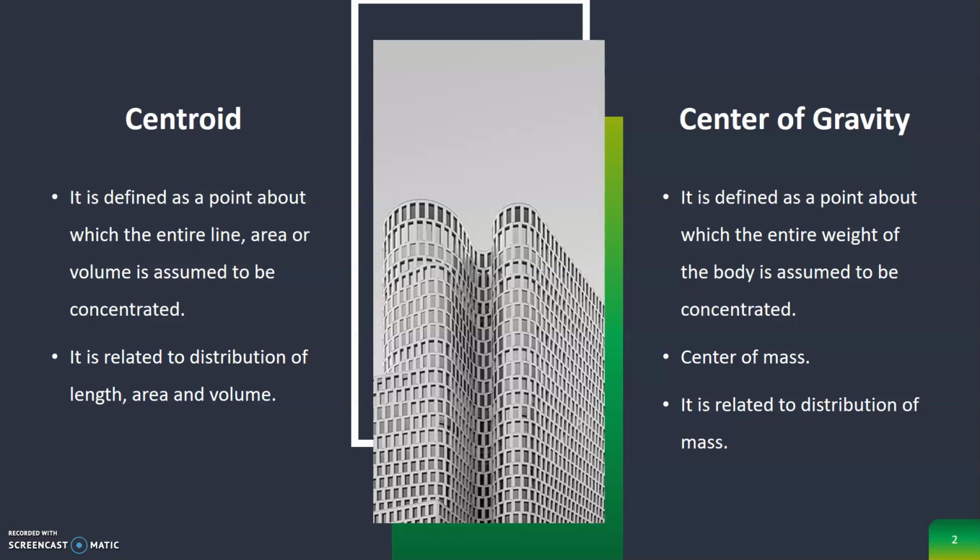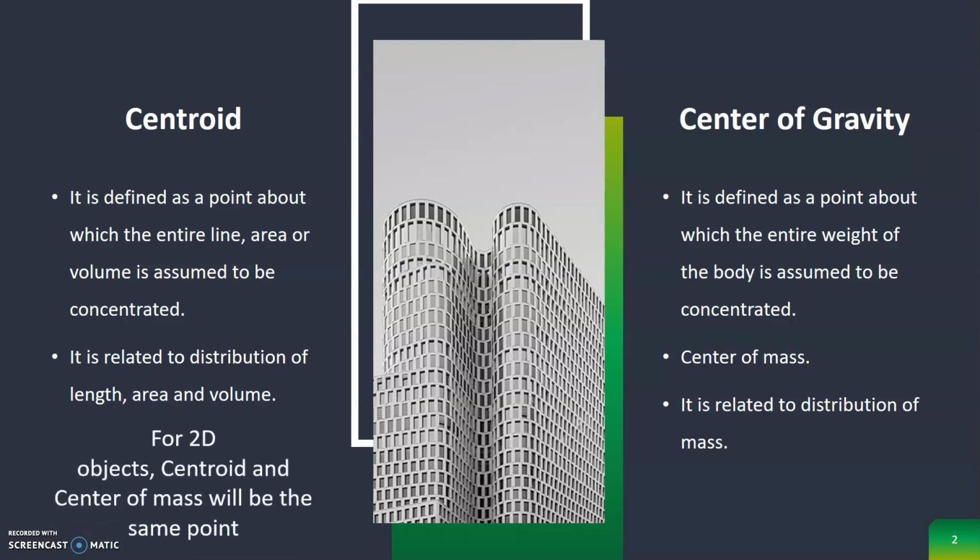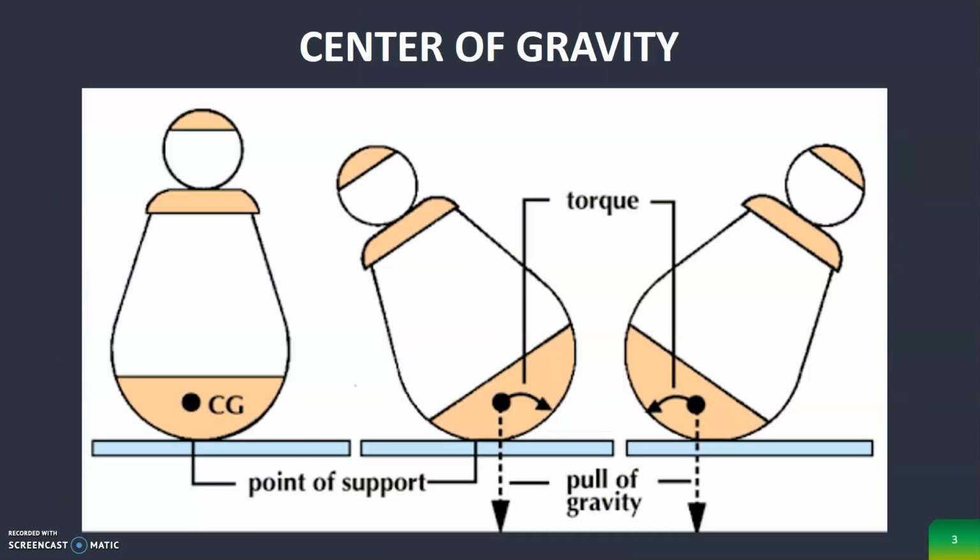And what is the center of gravity? Well, this is defined as the point at which the entire weight of the body is assumed to be concentrated. It's also known as the center of mass, and it is related to the distribution of that mass. Now, for 2D objects, the centroid and center of mass will be the same point, but not necessarily for 3D objects.